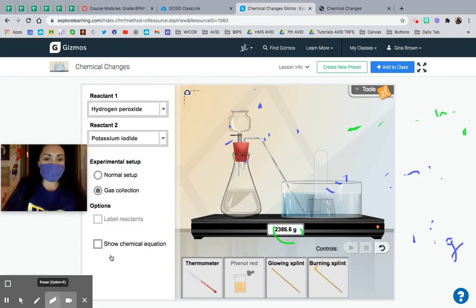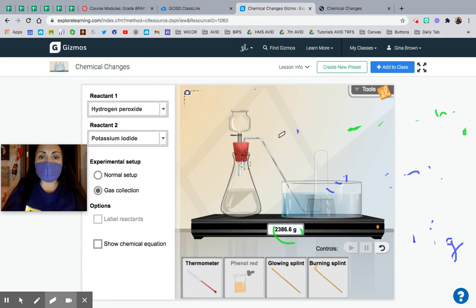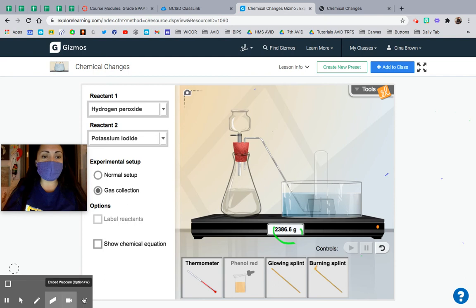So let me erase this real quick, and then I will do both the reactions without talking. So that way my folks that don't have GIZMO are able to access this and get this done. So I will do the first setup.